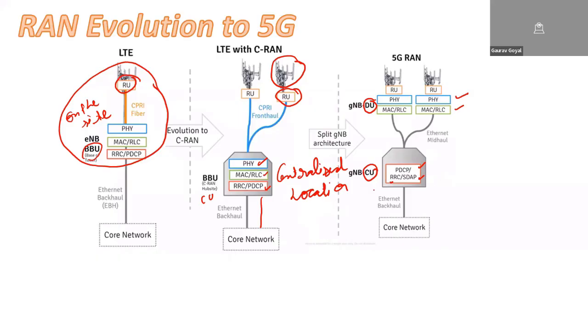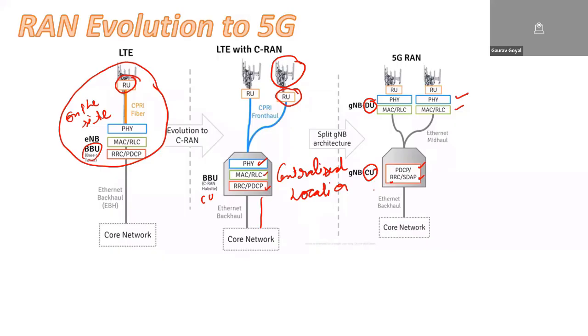So in order to support the higher data rates and low latency needs of 5G, the access network and fronthaul have been revamped. The gNB is split into two parts. One is the gNB centralized unit and one is the gNB distributed unit. And both are connected to each other using Ethernet, using an IP mid-haul network.